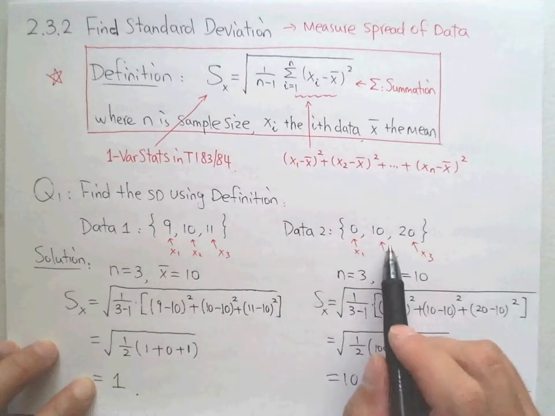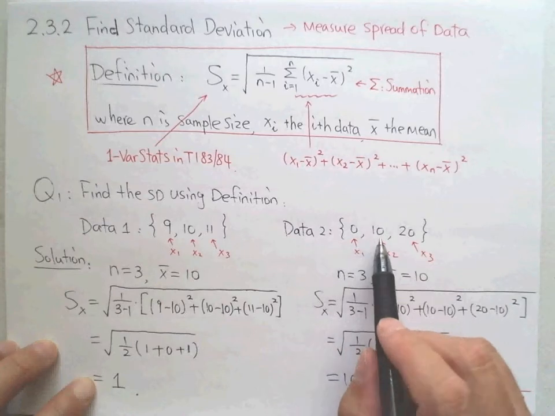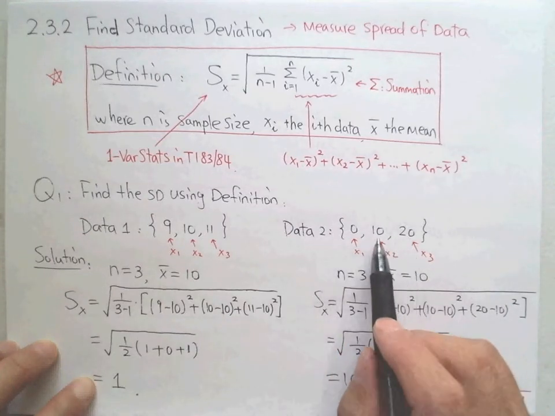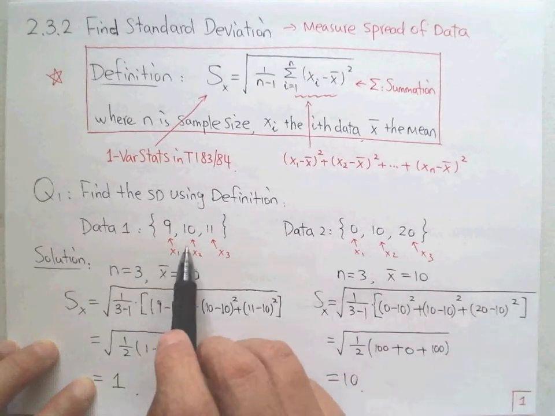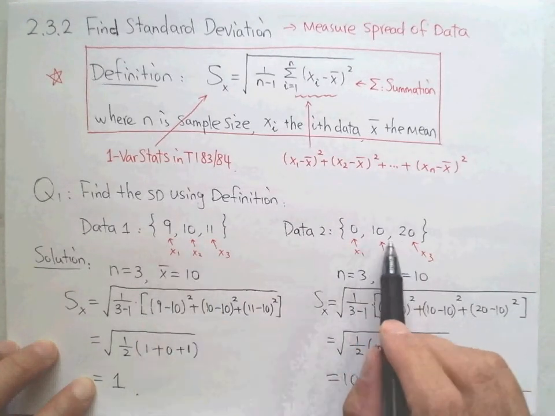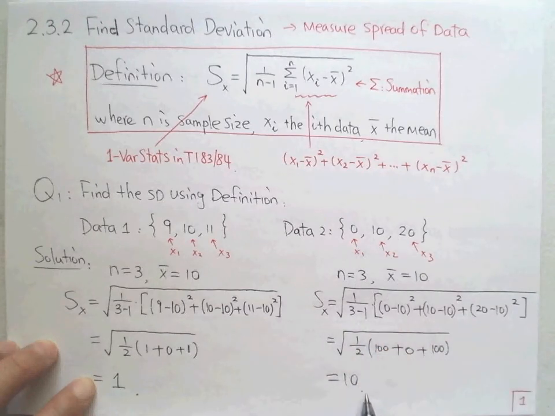Okay, look at this data. 0, 10, 20, the mean is 10. 0 to 10, 20 to 10, much farther from the mean, right? So look at this. This is much closer. This is much more spread out. And also we get the standard deviation is much bigger than this. What does it mean? At least from this example, we find a pattern.